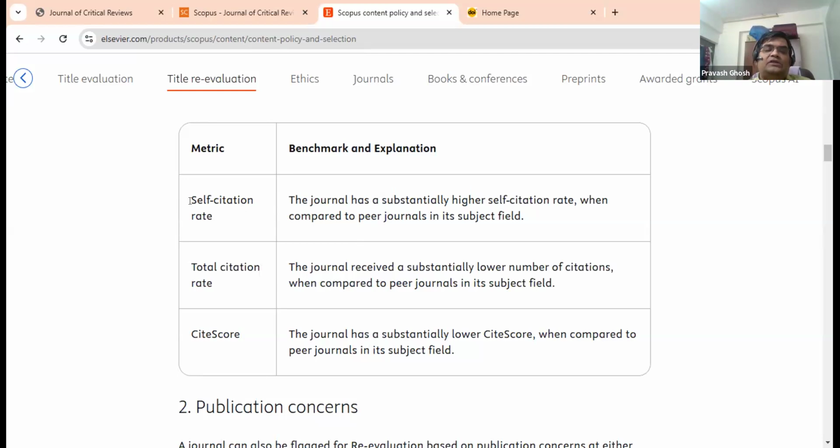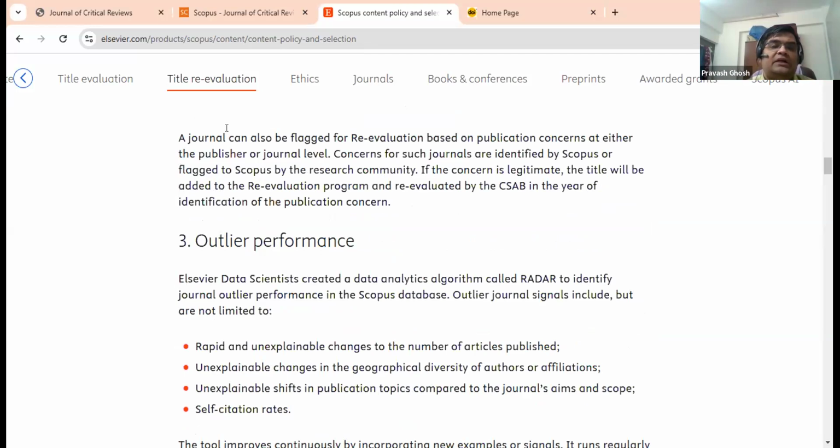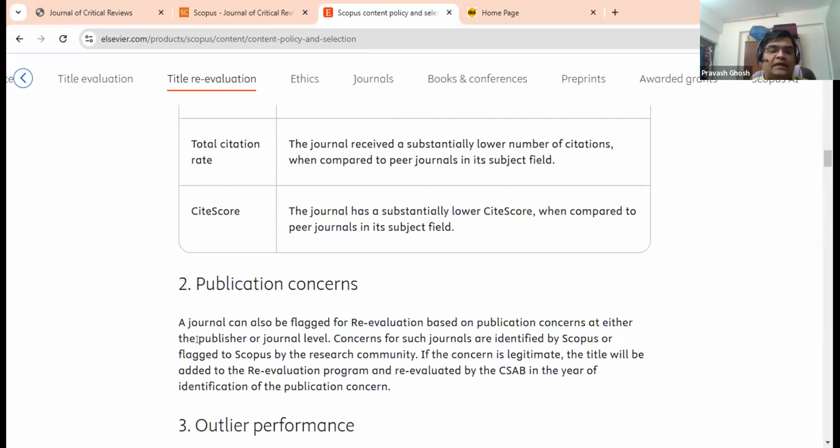So self-citation, total citation rate, and CiteScore. Scopus will see the last 2 years of all these: the self-citation rate, total citation rate, and CiteScore. If your CiteScore is going down, that means there is danger, the journal will be thrown out. Publication concerns: a journal can also be flagged for re-evaluation based on publication concerns at either the publisher or journal level.